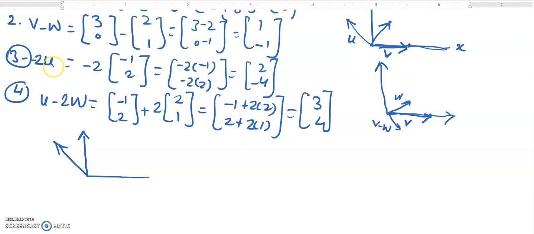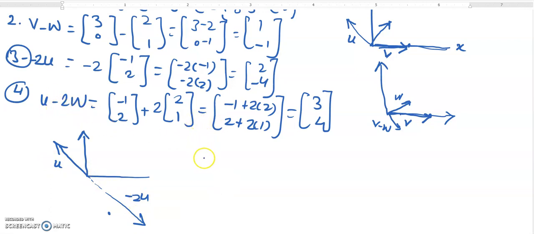So 2u minus 2u will be 2 minus 4. It should be in the opposite direction, so it should be 1, 2 and then 1, 2, 3, 4, something here. It should be something very much on the opposite end. Okay, so something like this. This is minus 2u. So if it is u, then minus 2u will be here in this direction.